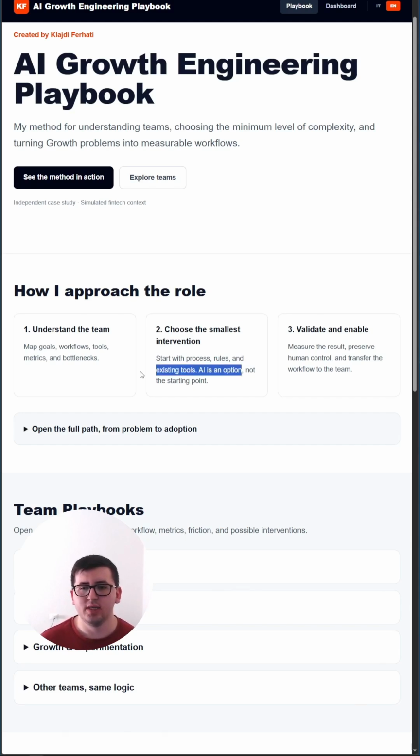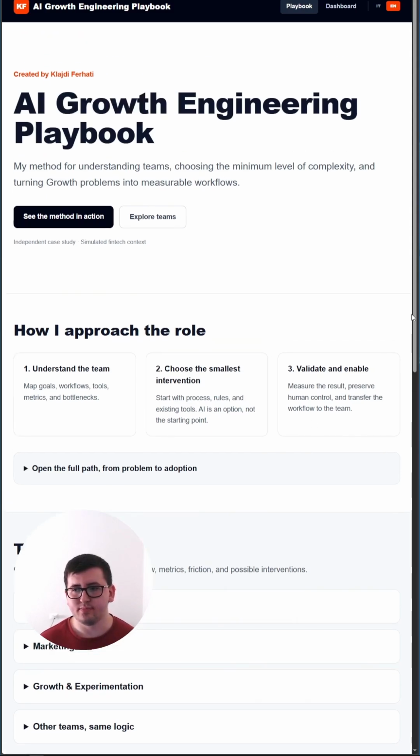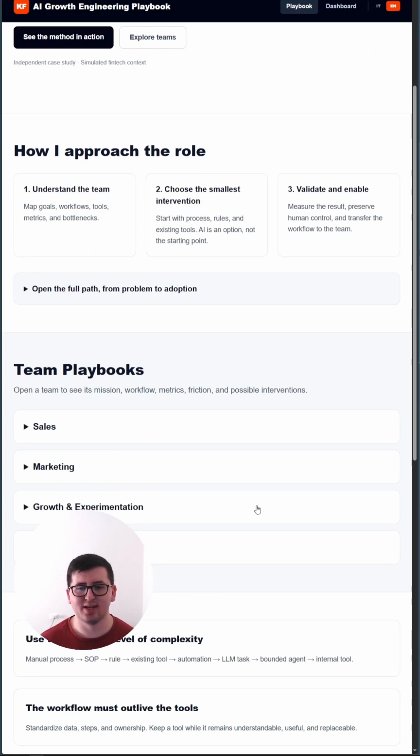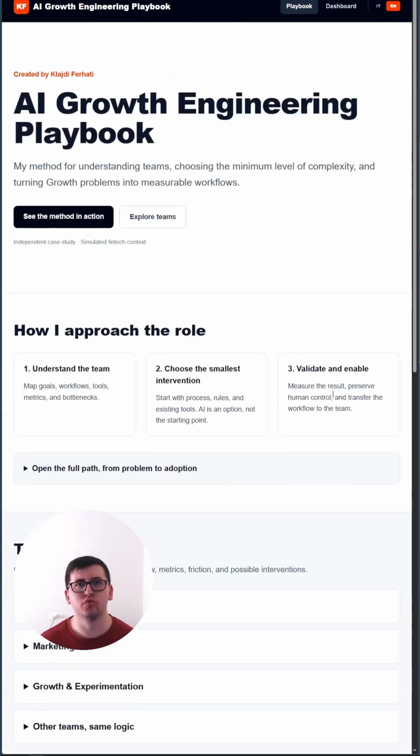After doing all of this, maybe you found the bottleneck, you found the solution, you're gonna measure the results of your solution, of your tool. And of course, I'm suggesting really strongly that you preserve human control, because you need to remember that your role is not to take the role of sales, marketing, and growth and experimentation, but to support them, and to help them do their role faster and better.